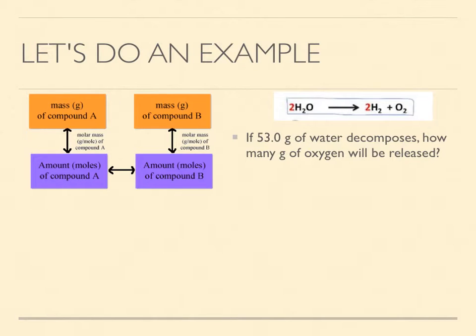I want to finish up this introductory video by doing an example with you. So I have shortened or truncated the mole map a little bit here because we're not going to be dealing with molecules or atoms. So what this question is asking is that if 53.0 grams of water decomposes, how many grams of oxygen will be released? Now, this is the same equation that we've been talking about this whole time. So if I have 53 grams of water, I'm starting somewhere up here on my mole map. So I'm going to start with the number and unit I'm given.